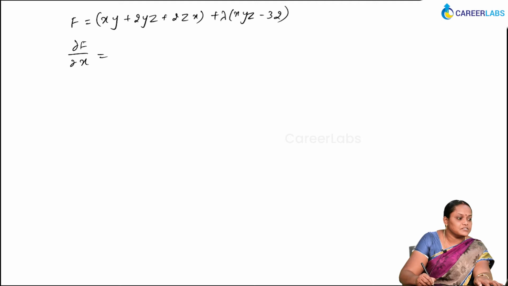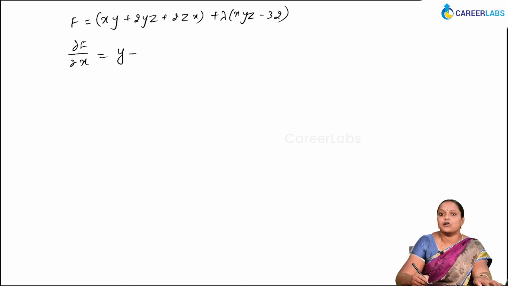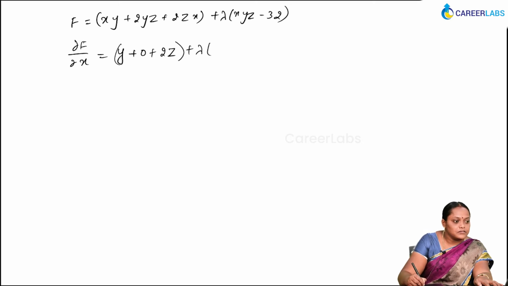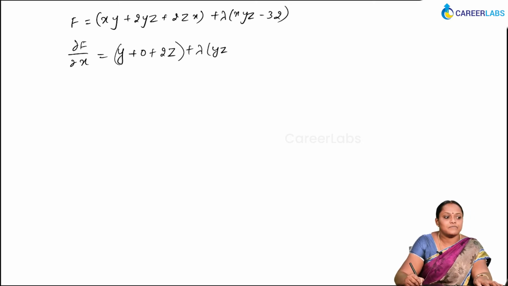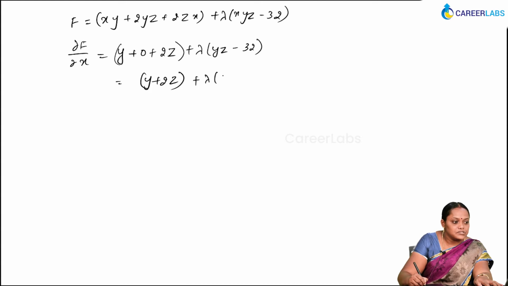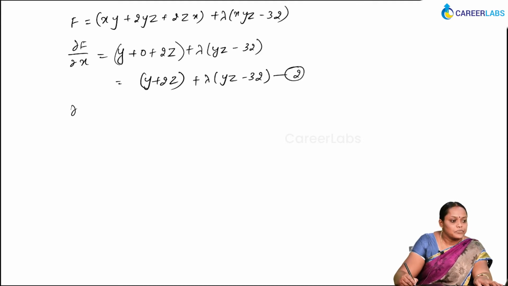Let us differentiate this with respect to x first. What is dou F by dou x? When you differentiate the first term, you have x into y, so y will be treated as a constant and it will remain. What will happen to the second term? It will become 0. And in the third term, z and 2 will be constants, so 2z will remain. And the remaining is lambda times yz, since you are differentiating with respect to x, so yz will remain. So it is y plus 2z plus lambda times yz. Let us mark this as equation number 2.